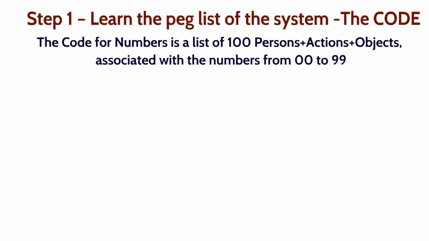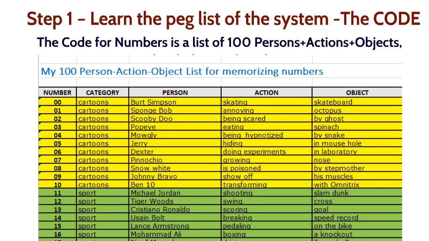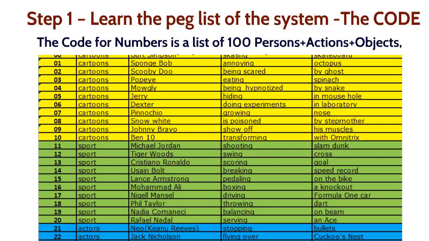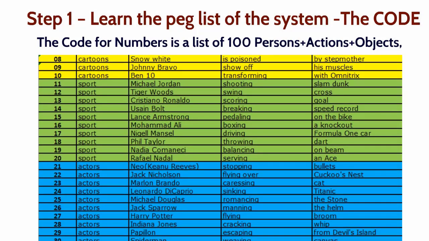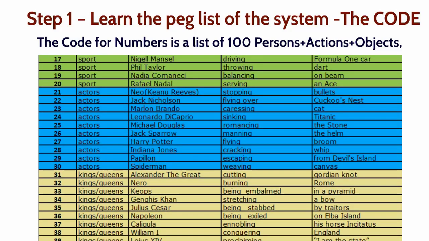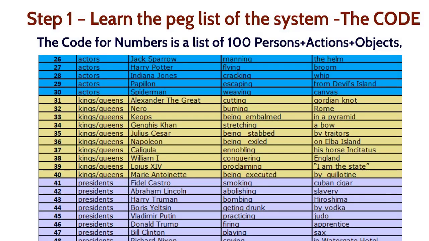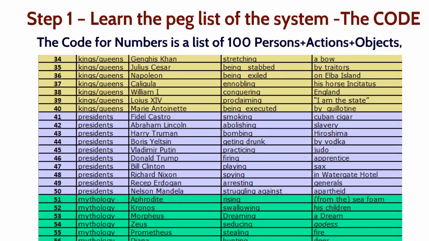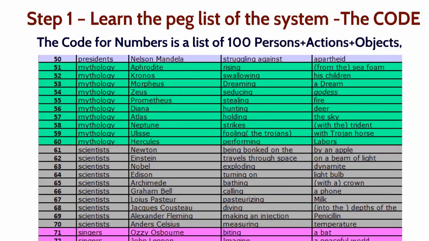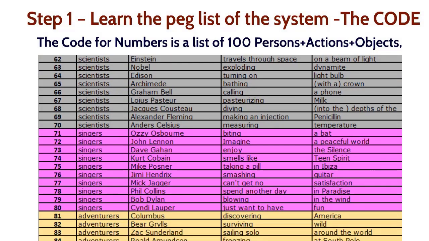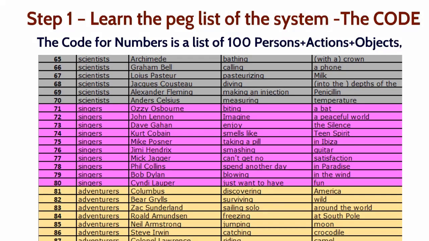Step 1. Learn the peg list of the system, the code. The PAO system for numbers works by assigning a distinctive person, action, and object to each number from 0 to 99. Here is my code for numbers. My sets of 10 are associated with specific groups, which made it a lot easier to remember: cartoons, athletes, actors, kings or queens, presidents of state, mythological gods, scientists, singers, adventurers, and famous TV stars. You can use my list as it is. You can create a new one, or you can adapt it according to your preferences.